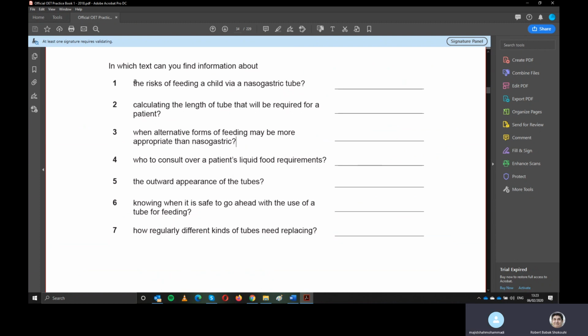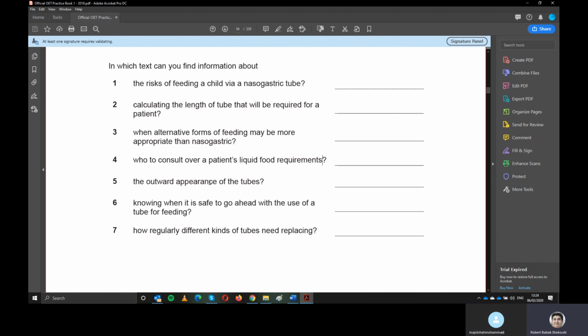For example, the risks of feeding a child. Well, we saw that it was issues, so it is A. Calculating the length of tube. So we saw that it was B. Alternative forms of feeding, we don't know. But later we could see that it was in D. Who to consult over a patient's liquid food requirements? So that was D, but maybe we don't know at first.